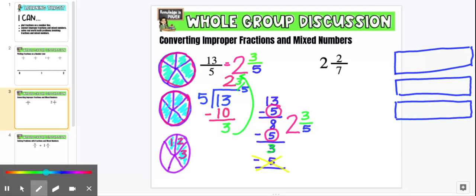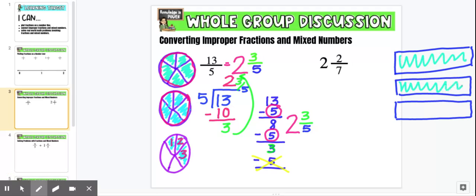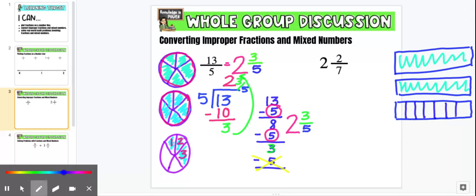And I'm going to shade all of these. This is 1, 2. These are not very even, that's okay. And I'm going to break it up into 7 pieces: 1, 2, 3, 4, 5, 6. That creates my 7 pieces. And I'm going to shade in 1, 2.